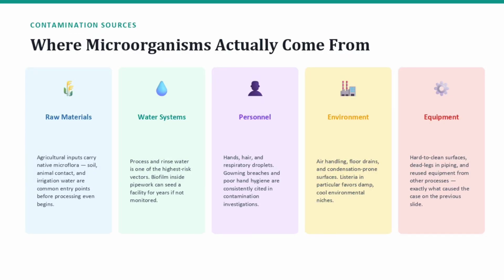Where does contamination actually come from? In almost every investigation you will run in this field, the source traces back to one of 5 categories: raw materials. Agricultural inputs carry native microflora from the field. Soil, animal contact, irrigation water. These are common entry points before processing has even started.